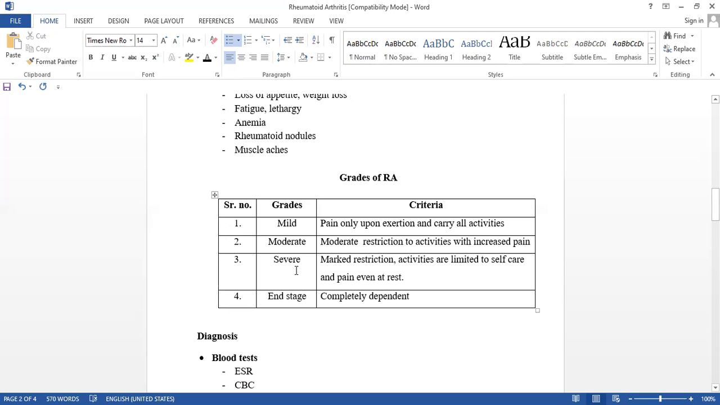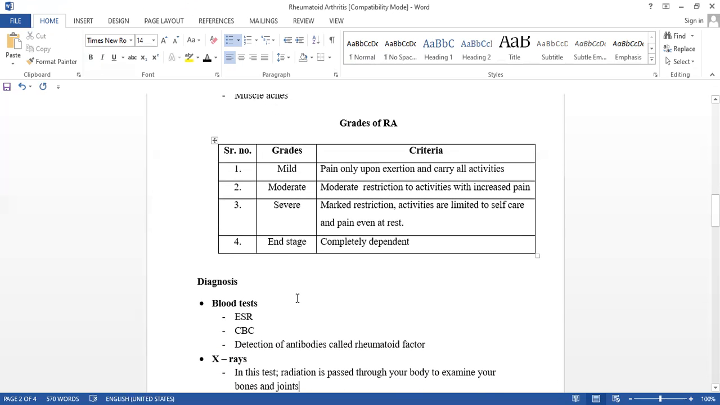In severe case, marked restrictions, it will not allow any type of activities, and the pain is there at the time of rest also. And the end stage, completely dependent, will not move, completely dependent. This is all about the grades: mild, moderate, severe, and end stage.